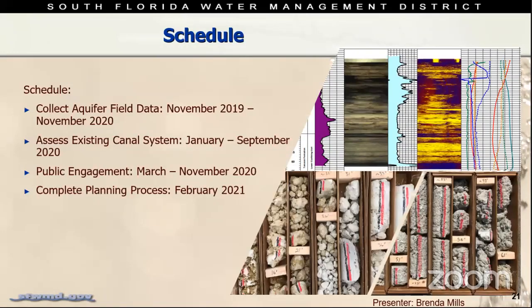Last slide. So the overall schedule for this aspect, the planning process, is going to be some more data collection through the end of the year. We're going to do some assessments of the canal system through September of this year. The public engagement process will occur between now and November, and we'll have a wrap-up to complete the planning process in early next year.